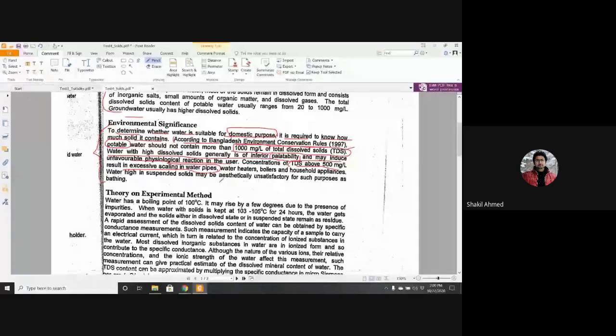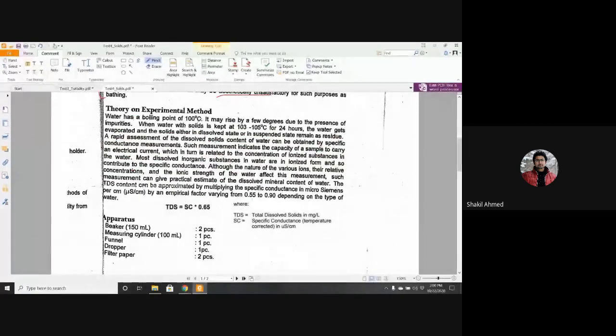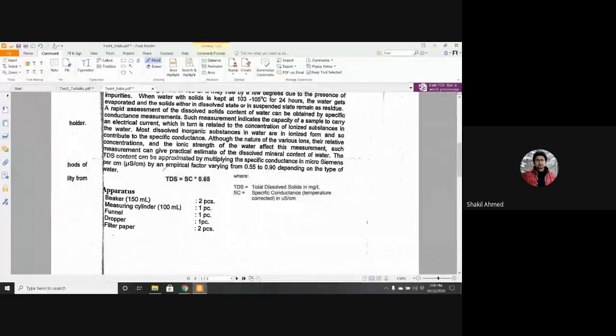So, theory of the experimental method. How do we determine TDS? We already know this: TDS equals specific conductance into 0.65. I already told you today, right? In that theory class, the TDS, total dissolved solid, can also be determined using electrical conductivity or specific conductance into 0.65. It varies. It may vary from 0.55 to 0.90. This is very rare, 0.9; maybe 0.55 to 0.7. Okay, so this varies.